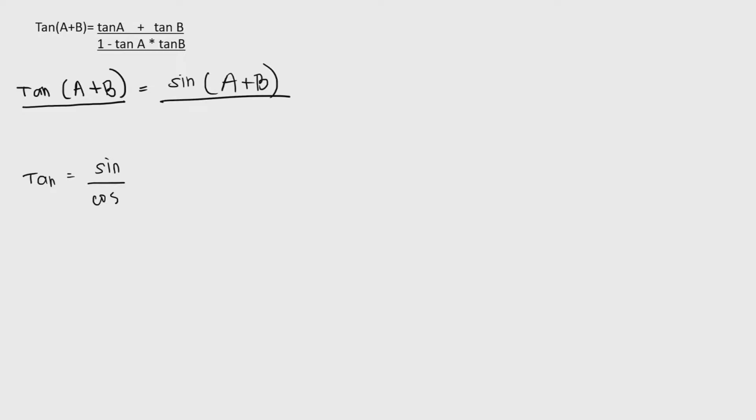Okay, so let's try to prove this equation here. Let's start with this one: tan of A plus B. As we all know, tan is also equivalent to sine over cosine, according to trigonometric identities. So that means this equation is also equivalent to sine of A plus B over cosine of A plus B.